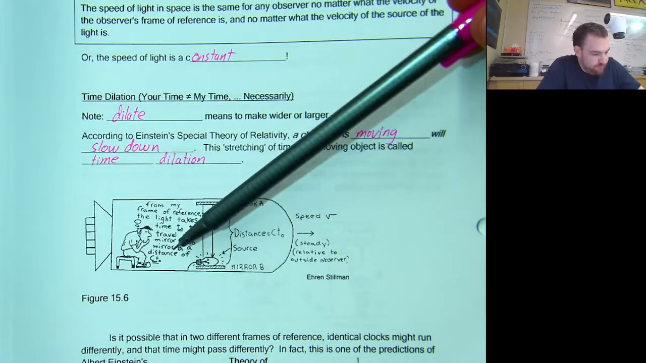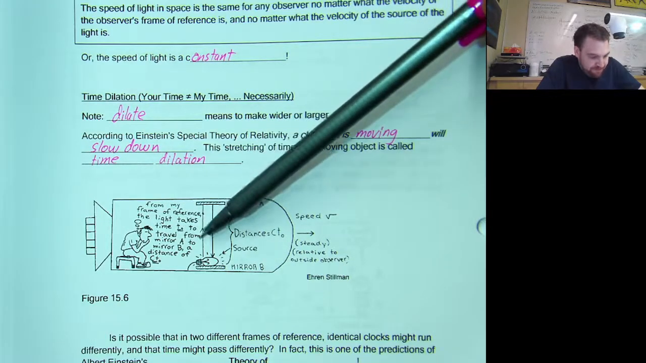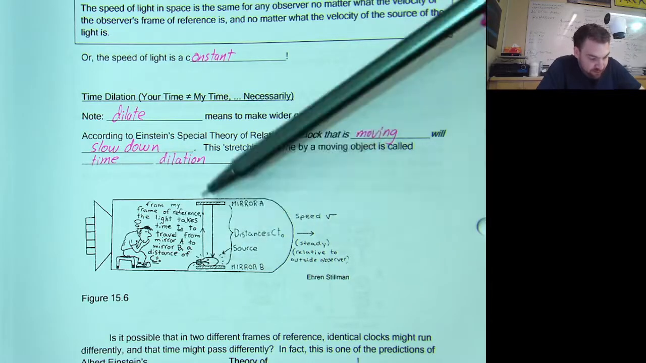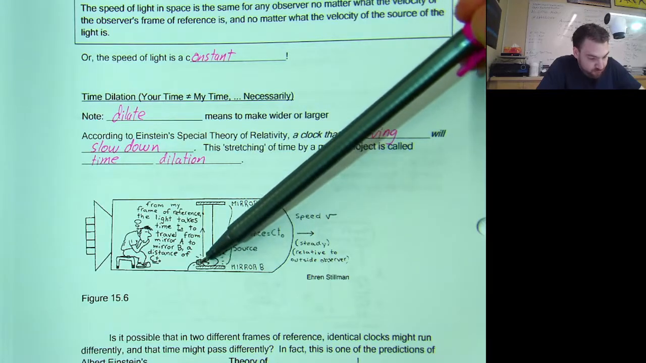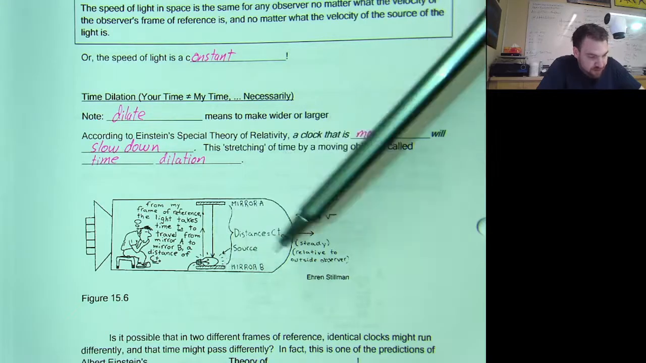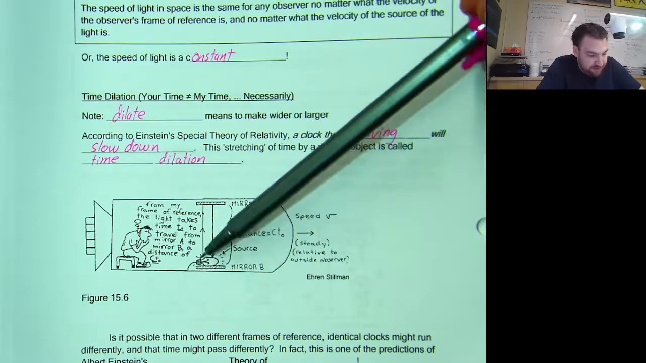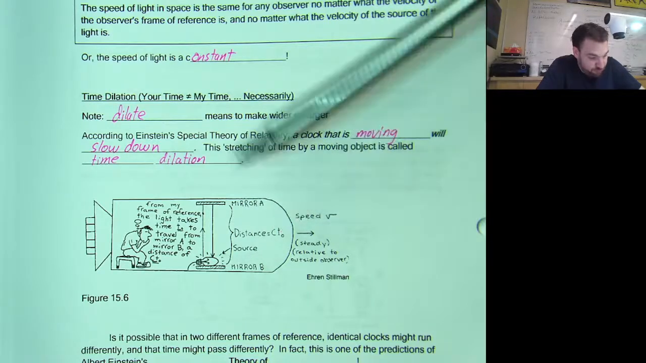You've got the dude on the ship. From this dude's frame of reference, the light takes time t, or sorry, time t0, to travel from mirror A and back to mirror B. This distance here can be calculated using the speed of light times the amount of time that it takes. Distance is c, the speed of light, times t0.